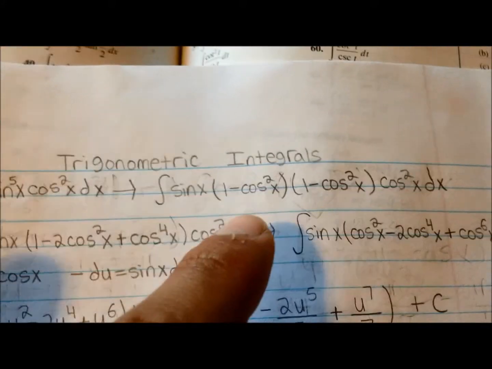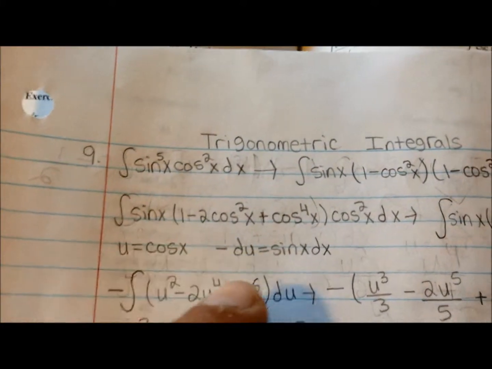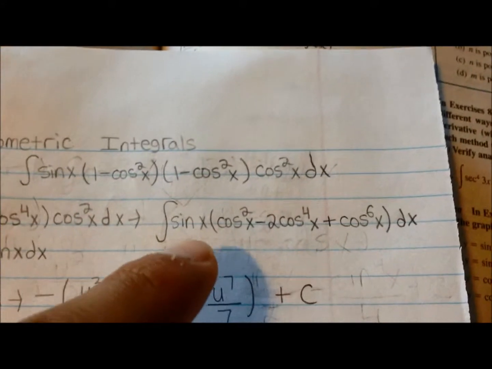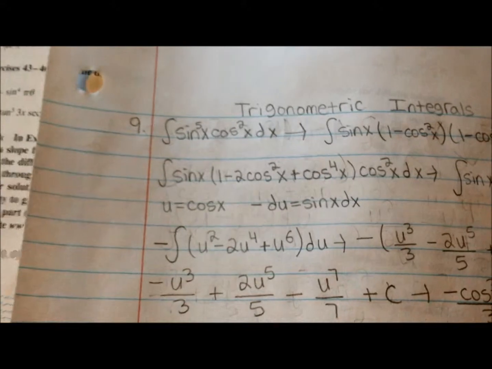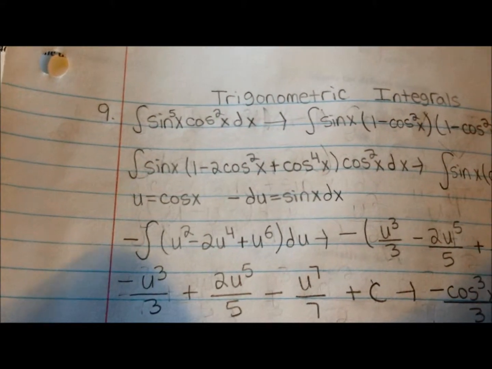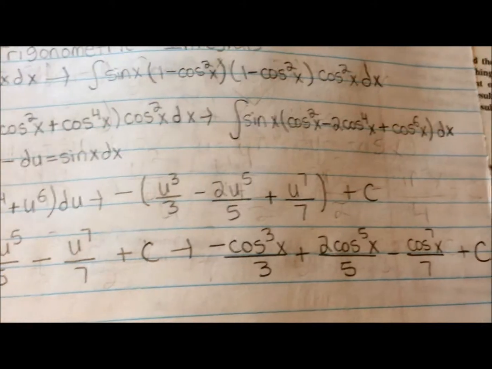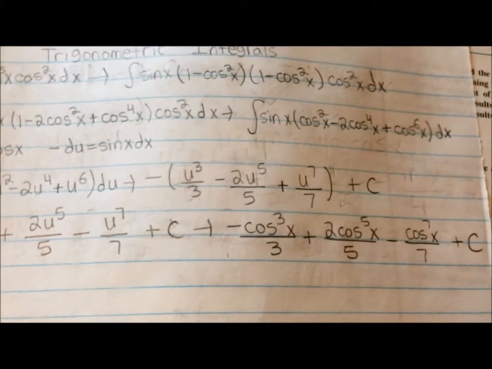Then what I did was I multiplied 1 minus cosine squared x times 1 minus cosine squared x, and I got that right there. And then I multiplied that with the cosine squared x, and I got this right here, and then I used u substitution. I set u equal to cosine x, and I got negative du equals sine x dx, and then you basically just take the integral, and once you get the integral, I got negative u to the third over 3 minus 2u to the fifth over 5 plus u to the seventh over 7 plus c, and then I just distributed the negative, and then I just plugged in cosine x.